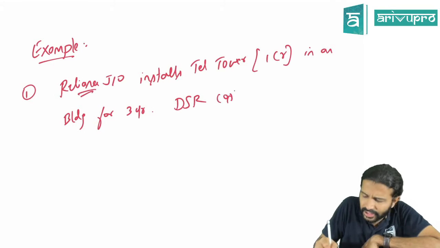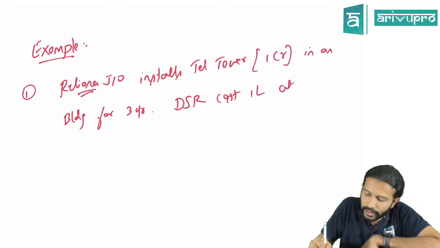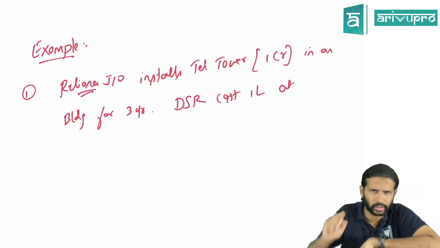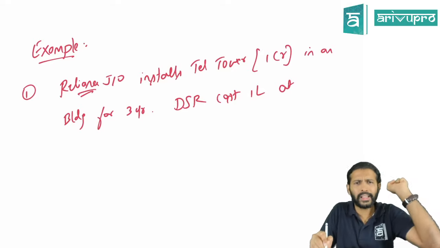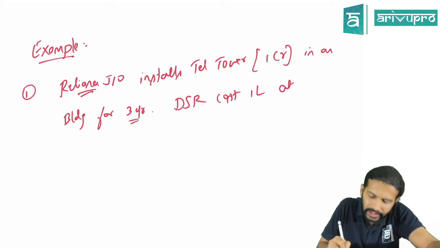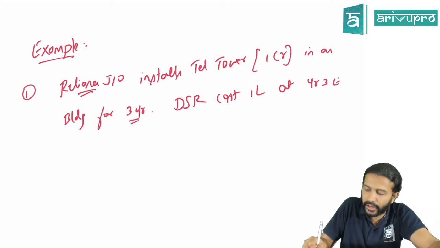Let's say that DSR cost is 1 lakh rupees. Okay. But you will incur this. Reliance is estimating it has to incur 1 lakh rupees as a repair cost. Now, when do you think this 1 lakh will come? When they remove that telecom tower from the building. When will that removal happen? At the end of third year. So that means this DSR cost will be incurred at year 3 end.